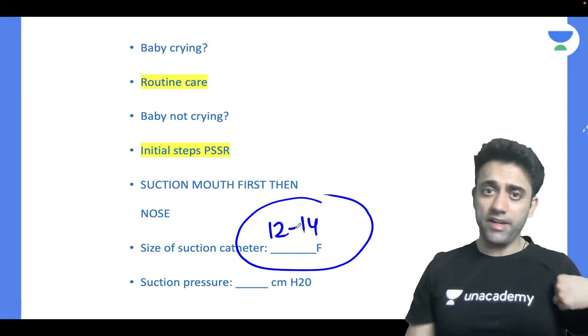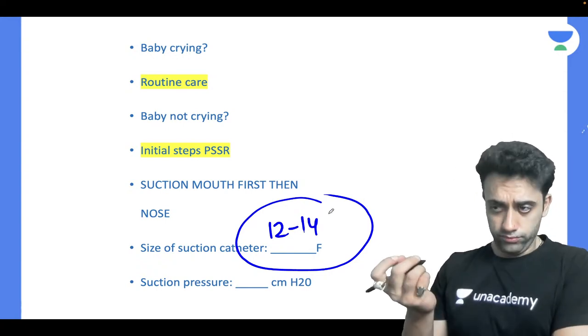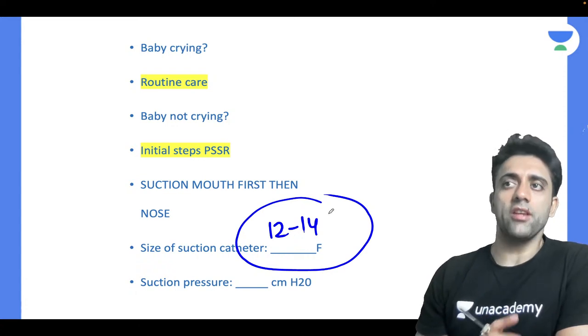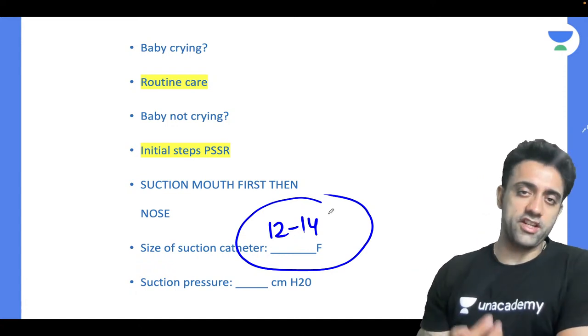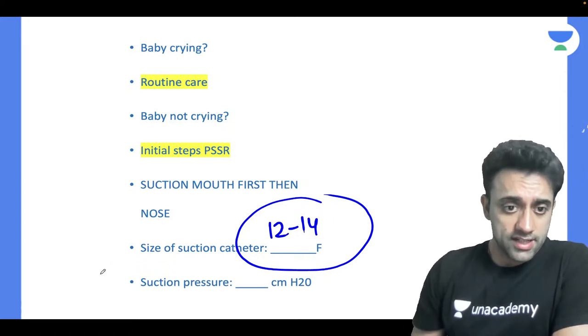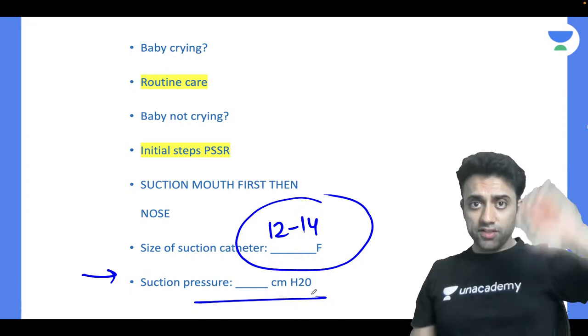Actually, hamare hospital mein to hum 8 French use karte hain, but kitabon mein likha hua 12 to 14 French. 12 to 14 French usually is the big, thicker, bigger one, okay? Usually in our hospital, we use 8 French, max to max 10 French, but according to books, it is 12 to 14 French. Achha, suction pressure, suction machine.